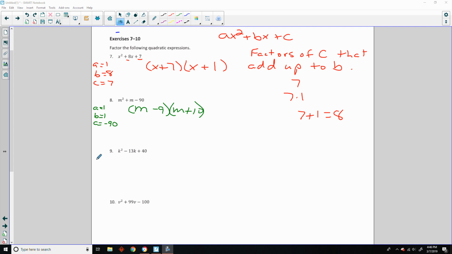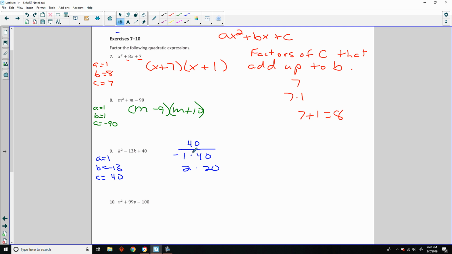Okay, so again, what is a? What is b? And what is c? I want factors of 40, which are 1 times 40, 2 times 20. And I look at the sums of these as I go. Well, 40 plus 1 is 41, 22. I want 13, and this is negative. Okay, so then I know that it's two negatives, because a negative times a negative is positive, and this is a product. So these are all going to be negatives.